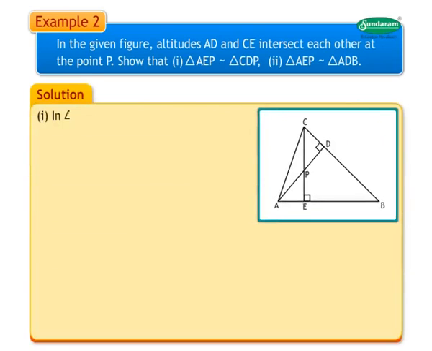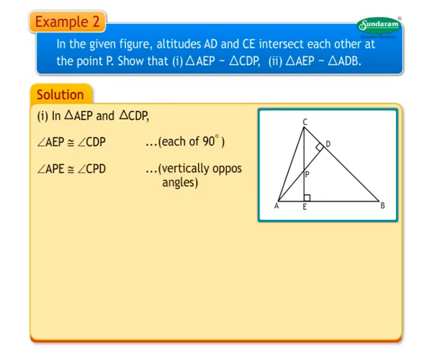Solution. Number 1. In triangle AEP and triangle CDP, angle AEP is congruent to angle CDP as each of them are 90 degrees. Angle APE is congruent to angle CPD as they are vertically opposite angles. Thus, triangle AEP is similar to triangle CDP by AA test of similarity.